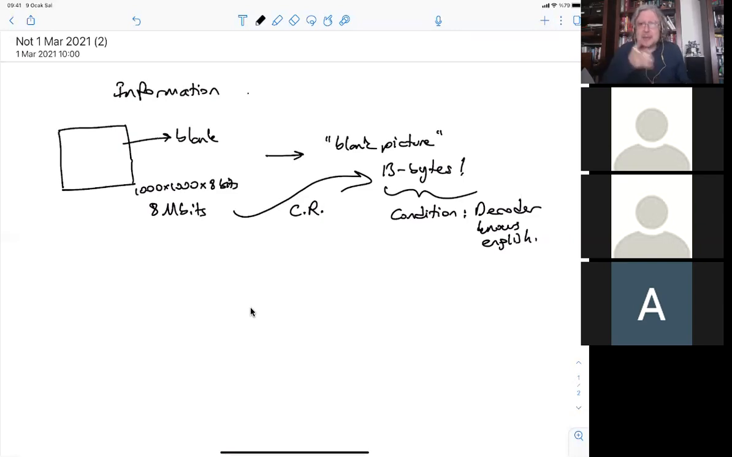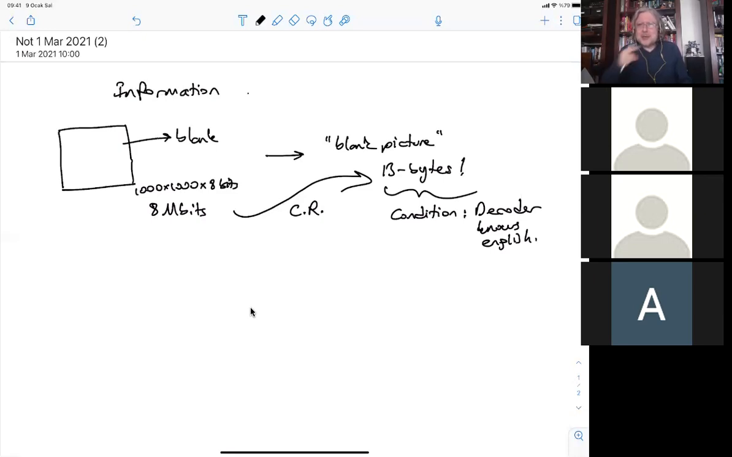When you look at that image, you see that it's blank. So let me say it in English: blank image, blank picture. And the decoder also knows English, as well as knows things. It's like a human with some intelligence. And whenever he or she sees the text "blank picture" on the screen, it says, it's a blank picture.